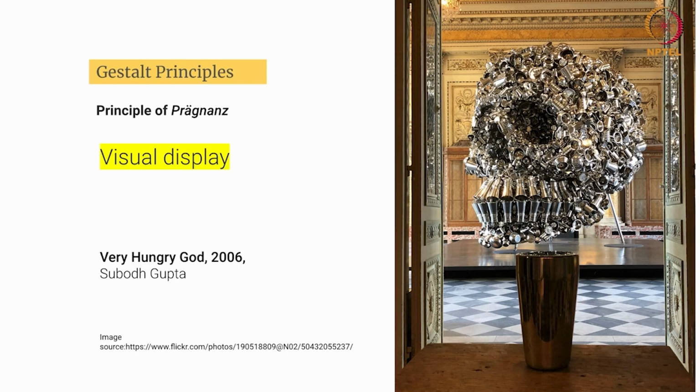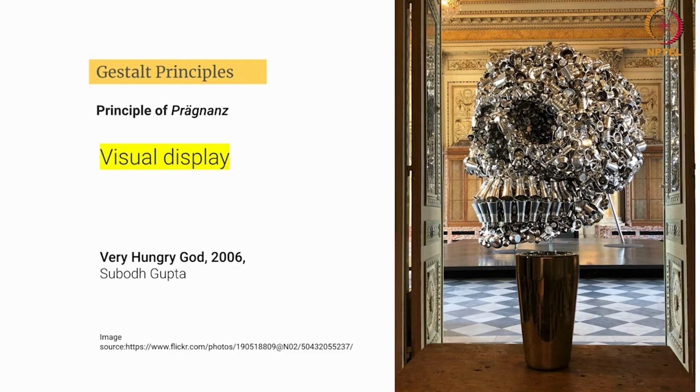So this is an artwork done by Subodh Gupta. The artwork is named Very Hungry God. Here you can see all the cutlery of an Indian household, and with that cutlery, the anatomy of a skull has been projected. When you see the skull from far, your brain can easily comprehend the anatomy of the skull.